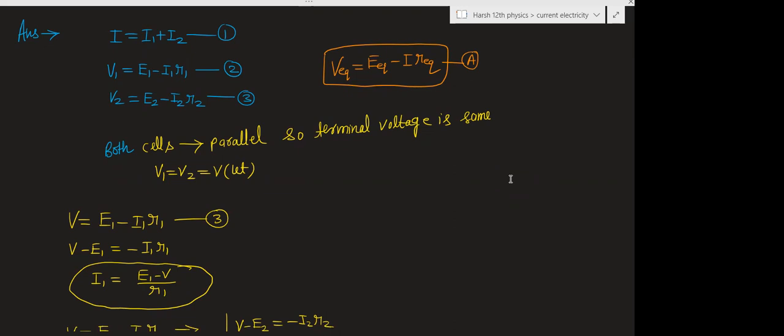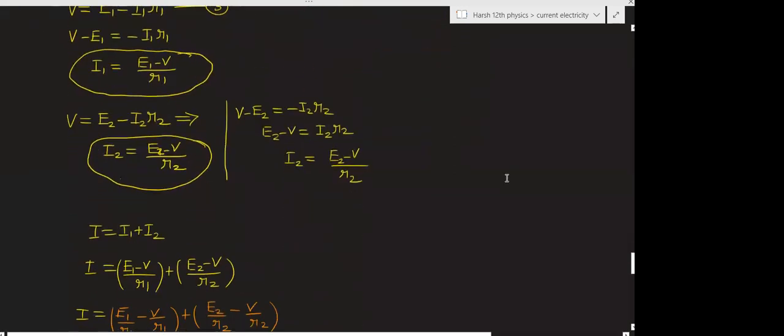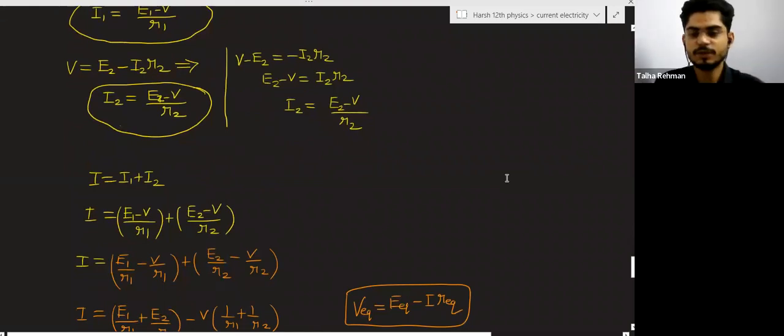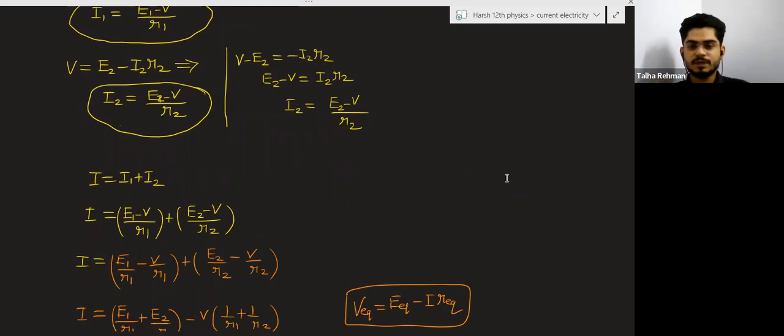This question is looking lengthy when you solve it the first time. When you revise this question and solve it a second time, it will be very easy for you. In this question, I will say 80% is the calculation and 20% is the concept.